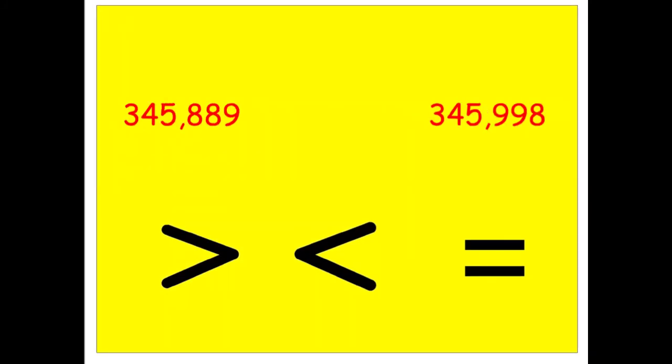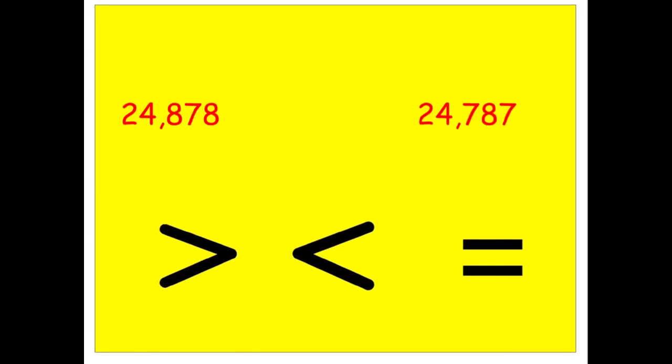Now we're on to some 6-digit numbers. We've got to read the values very carefully and then put in the correct symbol between the two numbers. So our first number on the left, we've got 345,889. Second number, 345,998. So which symbol will we put between? Greater than, less than, or are they equal? This time it is the less than symbol, because the number on our left is the smallest of the two, so the small point, the big opening to the bigger number.